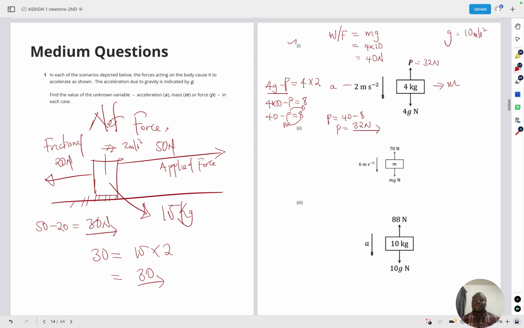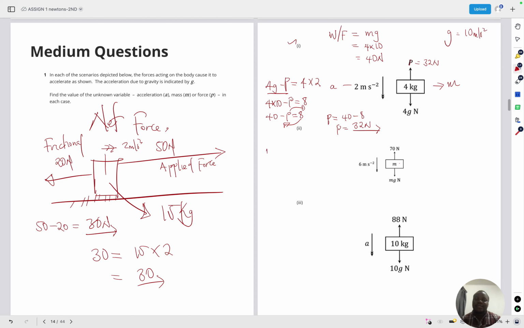Now, for B, what we are going to do is the same thing. We've got an object with mass m that is moving. The arrow for the acceleration points in the direction of movement, so we are going to take the downward movement as positive. So we know that for this object to move at 6 meters per second squared, it is being facilitated by the net force of mg minus 70.